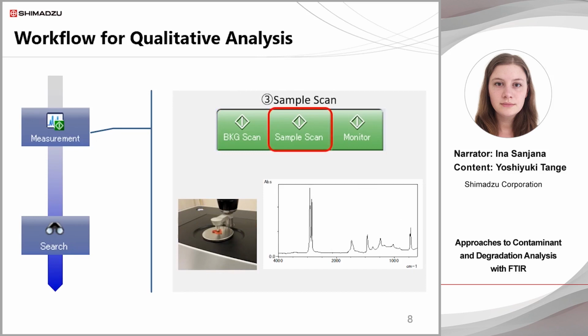After the background scan is complete, the sample is placed on the ATR prism and compressed by the sample clamp. Now we can perform the sample scan. The infrared spectrum shown on the right is obtained.